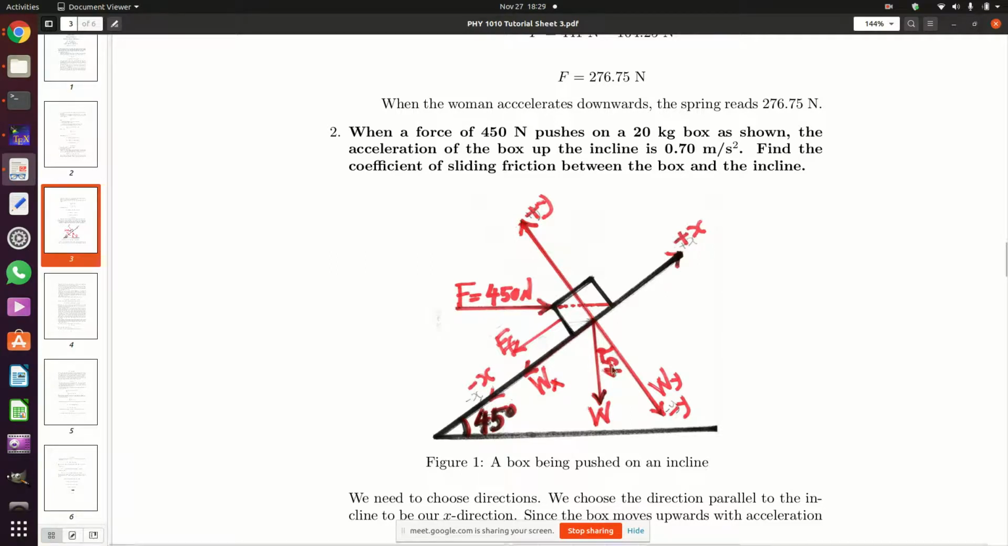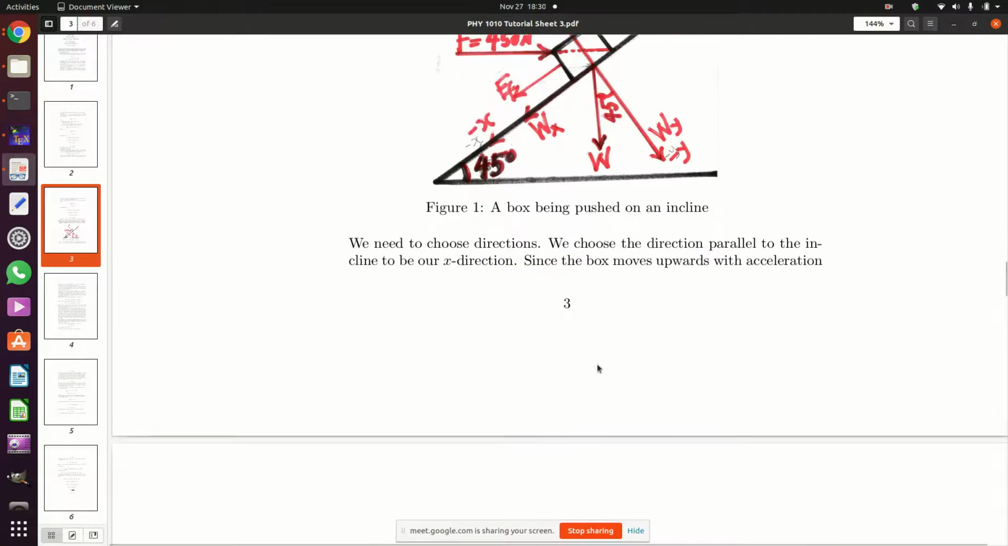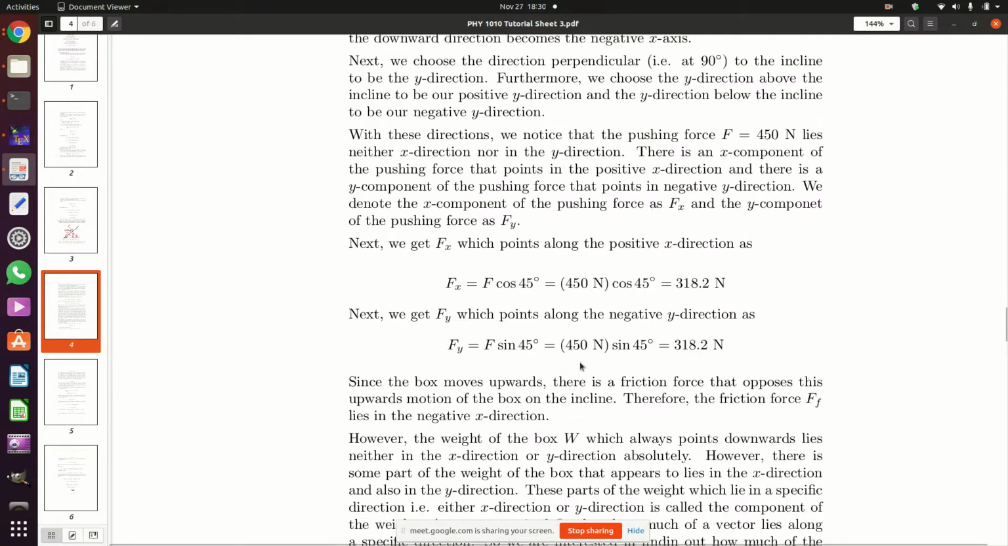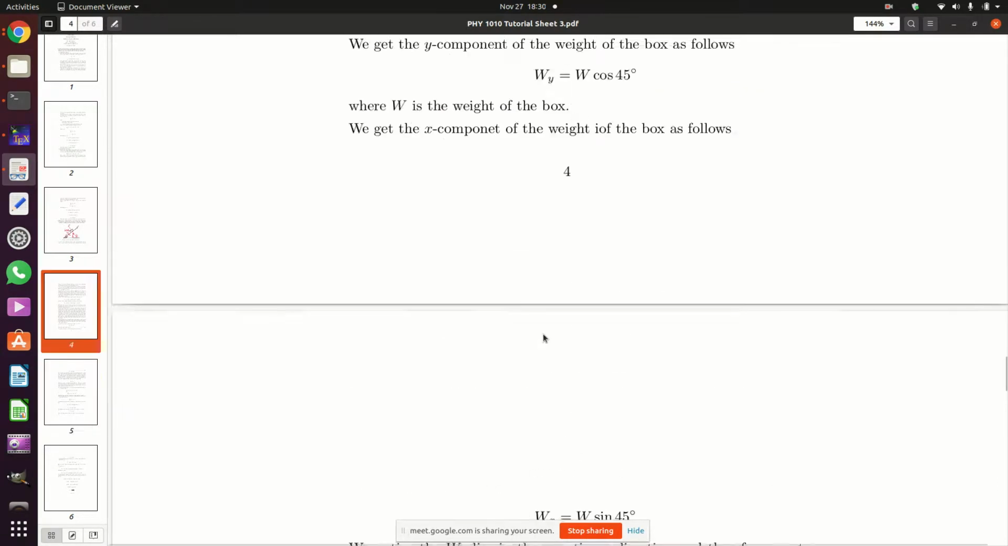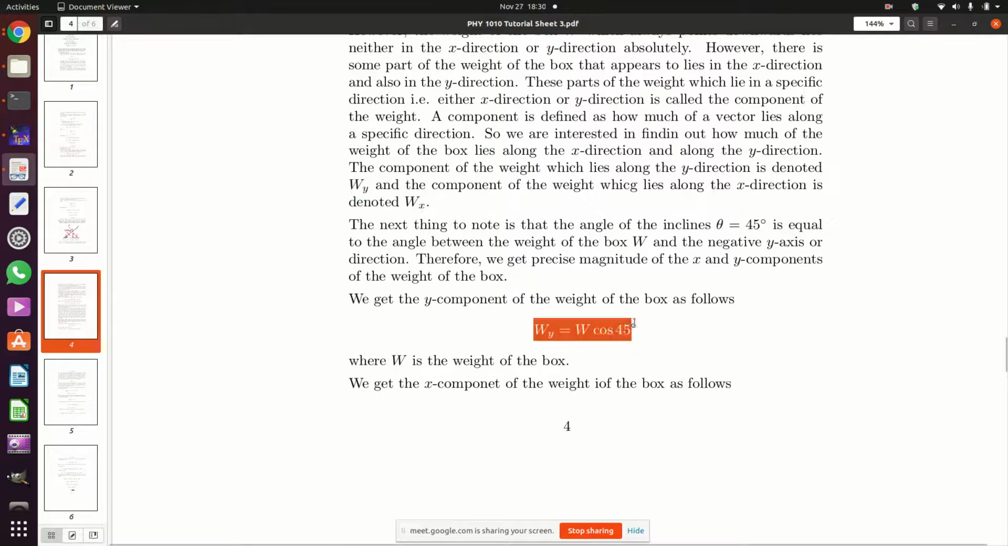For you to find the y part of the weight, the y component is going to be the weight of the box times cos 45. Then for the x part, which lies along this side, it's going to be the weight of the box times sine 45. So when you're dealing with an incline, the components change.